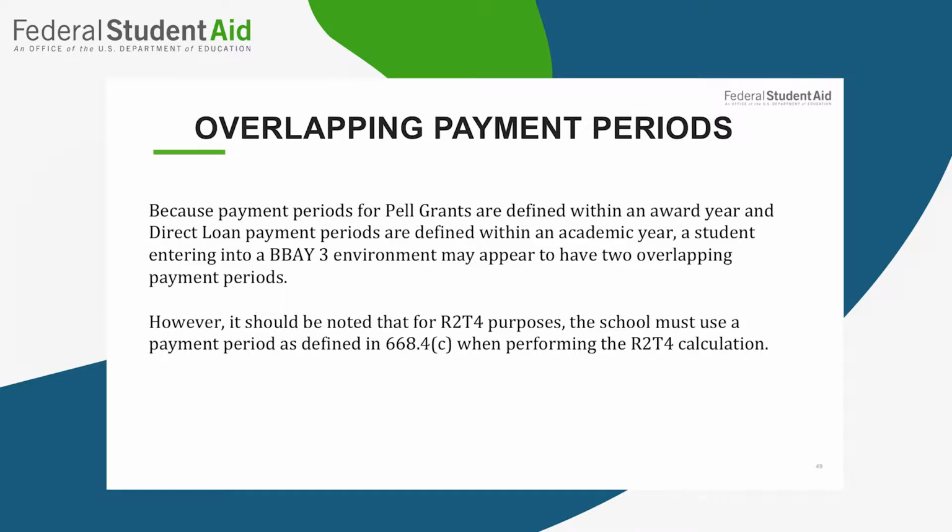Here's what happens. For return to Title IV funds calculation purposes, this school has to use a payment period that meets the requirements in this regulation, 668.4C, when you're doing the R2T4 calculation. So when you're performing the R2T4 calc, you have to make sure you're looking at that payment period that meets the requirements specified in that regulation. And that may be a little different than what you see on the surface.